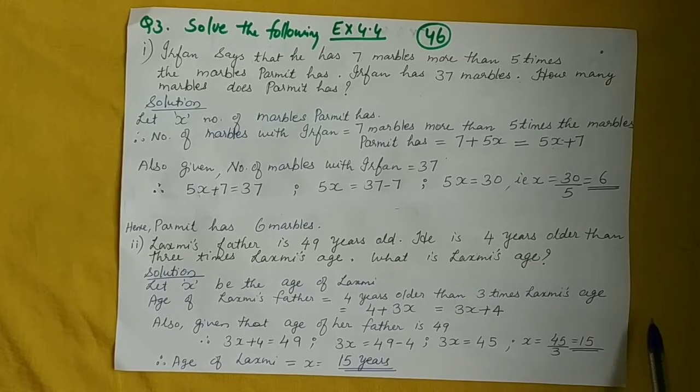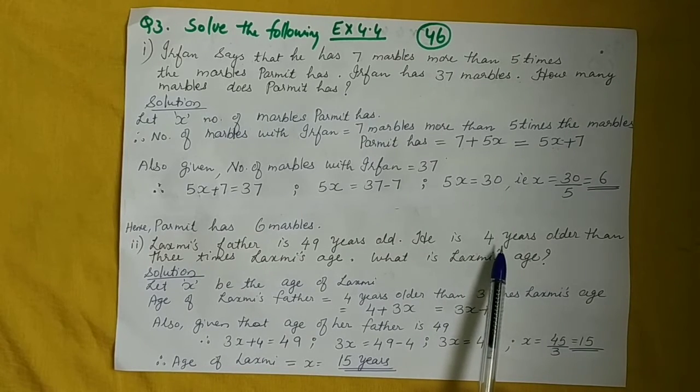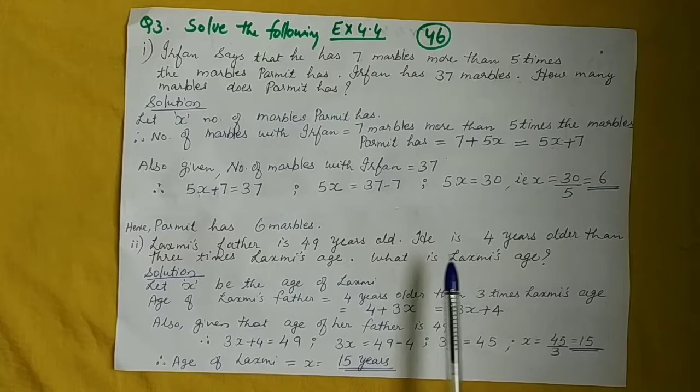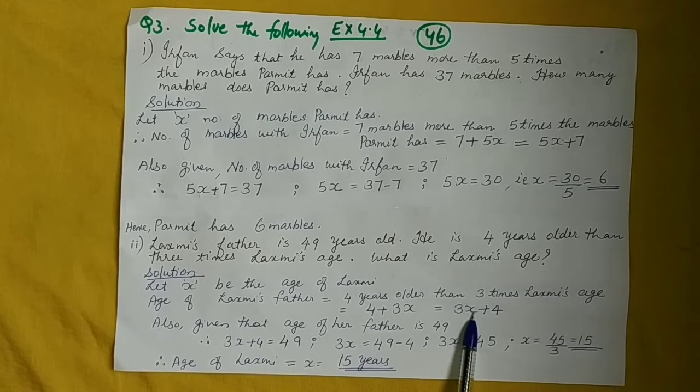Okay. Now, second question. Lakshmi's father is 49 years old. He is 4 years older than 3 times Lakshmi's age. What is Lakshmi's age? So, we do not know Lakshmi's age. Let it be X. Lakshmi has X years. Now, what is the father's age? He is 4 years older than 3 times Lakshmi's age. 3 times Lakshmi's age means 3X. 3X plus 4.